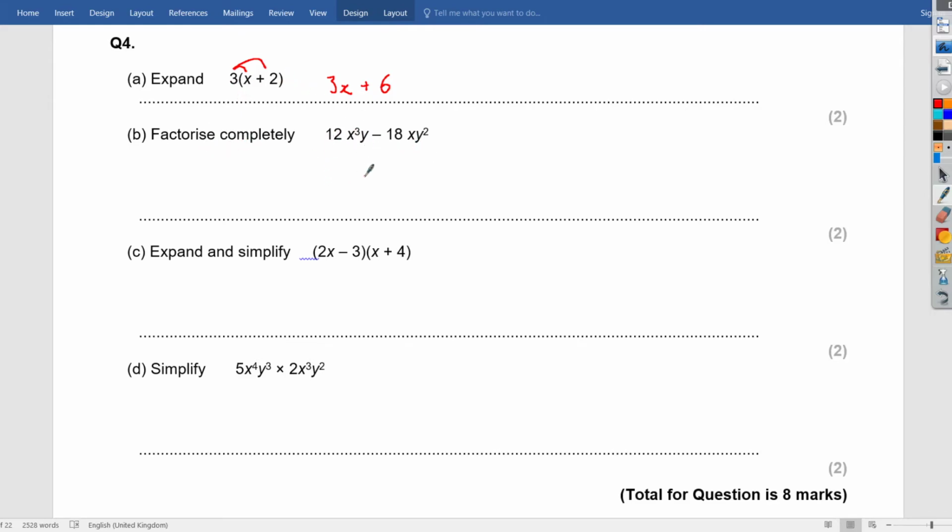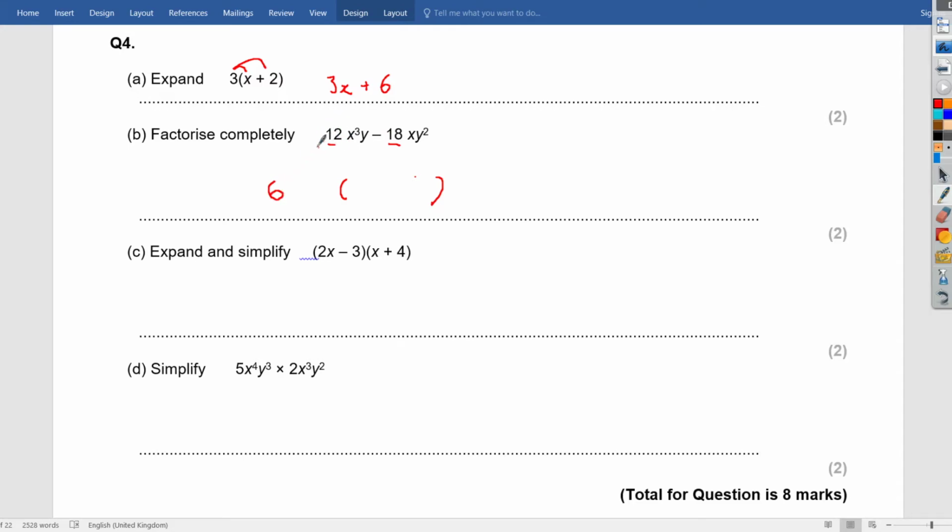Next one, factorize completely. So what we got is, again, we're going to introduce brackets this time because we do the opposite to expansion. From brackets, first of all, let's deal with the numbers. What is the biggest number that divides exactly into 12 and 18, known as the highest common factor? In this case, it will be 6. Let's get the 6 out.